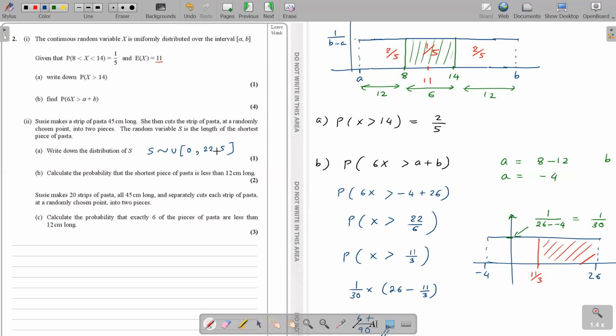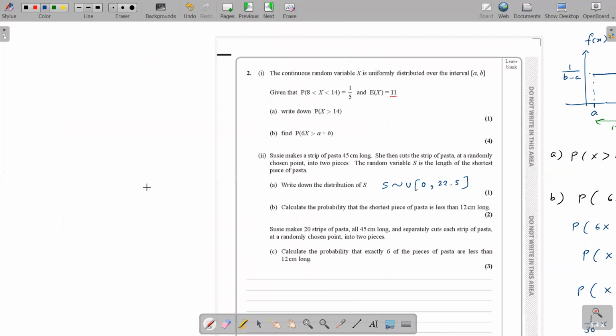Okay, so write down the distribution. This is one way of writing it, or you could say part B, you can write like this. F of S is 1 over B minus A, right? 1 over B minus A is 1 over 22.5. Can I know how much is 1 over 22.5 in simplest form? Because it's 1 over B minus A. 1 over 22.5 is 2 over 45. So your F of S value will be 2 over 45 for S values between what and what? 0 to 22.5. 0 otherwise.